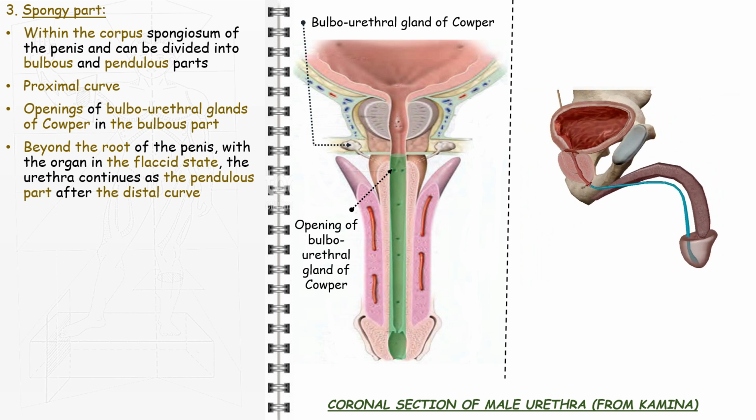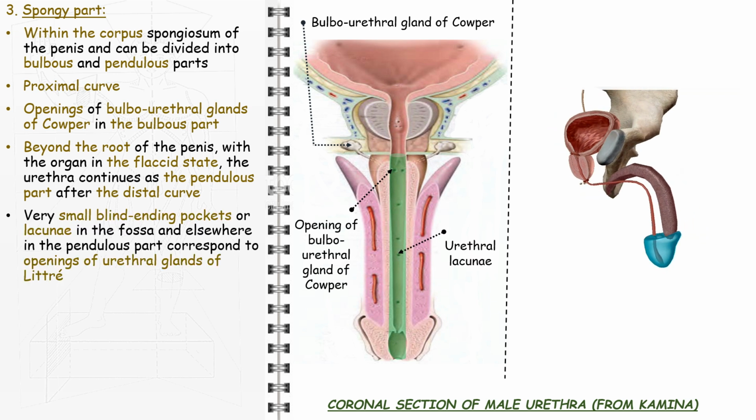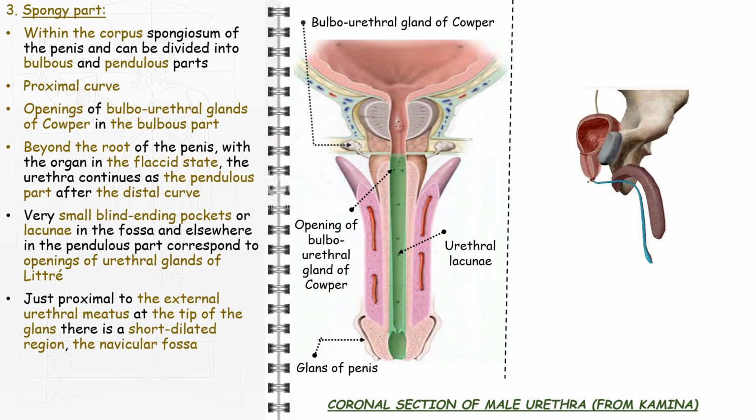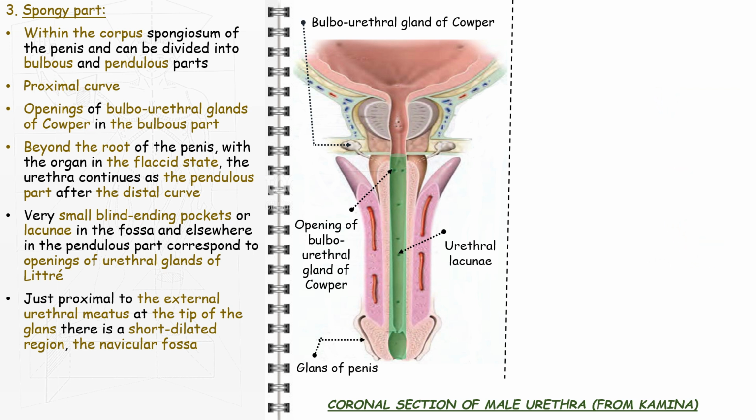Just proximal to the external urethral meatus at the tip of the glans there is a short dilated region, the navicular fossa. Very small blind-ending pockets or lacunae are scattered in the fossa and elsewhere in the pendulous part, and correspond to openings of urethral glands of Littré. They are covered by small mucosal folds at the glandular openings, particularly in the navicular fossa.